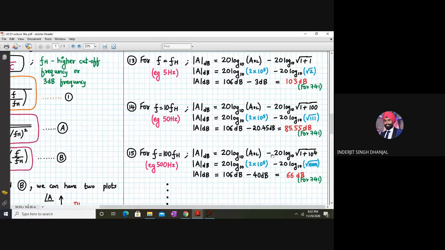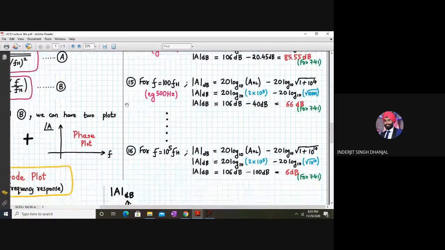Okay, so that will be square root of 10001. Okay, that will be close to 40 dB. So the gain in dB will be 106 minus 40, that is 66 dB for frequency of 500 hertz.